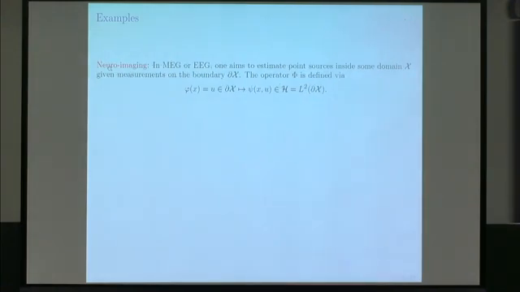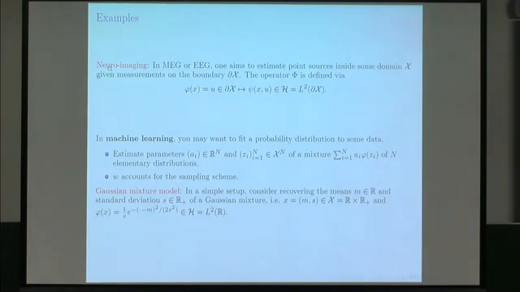The second example that I would like to mention is neuroimaging. In MEG or EEG, you would want to estimate point sources inside some domain when you're given measurements on the boundary. And so the Hilbert space measurements now live in L2 of the boundary. And the third example that we'll look at eventually is in machine learning.